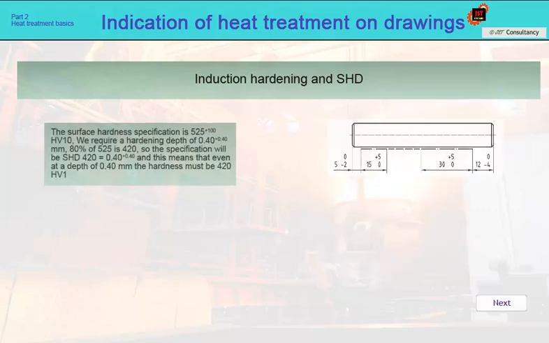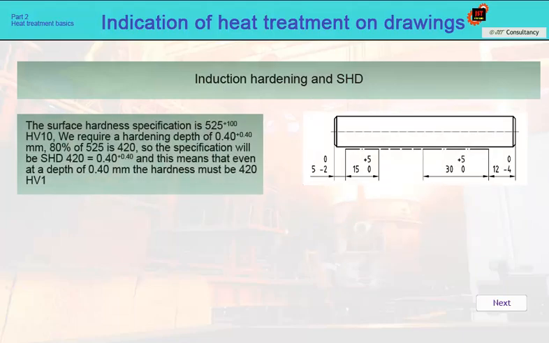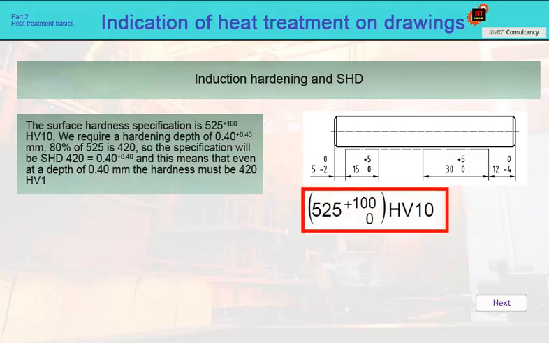Another example is the hardening of this pin. The surface hardness regulation is 525 plus 100 HV10. Since we require a hardening depth of 0.4 plus 0.4 millimeter, we have to calculate a value of 80% of 525, which is 420. The hardening depth will therefore be SHD 420 equals 0.4 plus 0.4, and it means that there must still be a hardness of 420 HV1 at a depth of 0.4 millimeter.